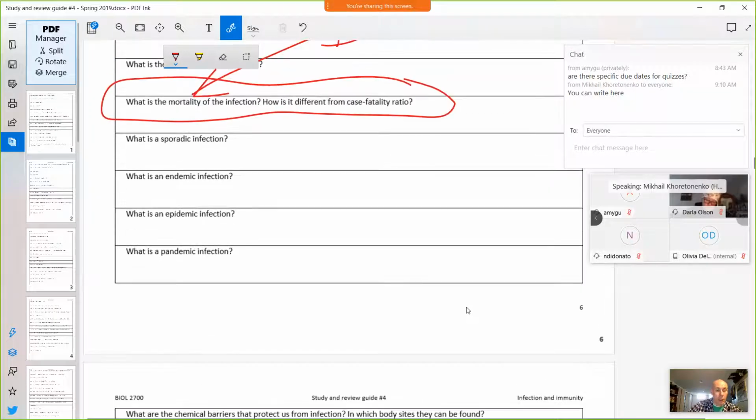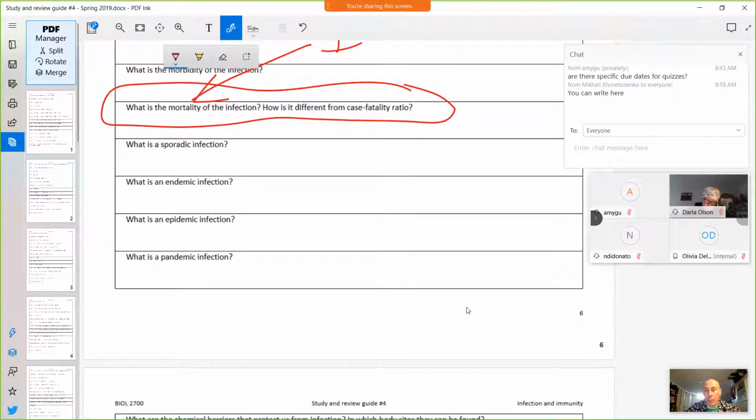Okay, sporadic: infection that occurs from time to time. Endemic, like plague, although plague is kind of tricky. Okay, let's say botulism. Okay, that's truly sporadic. Endemic: regularly occurs in a certain region.